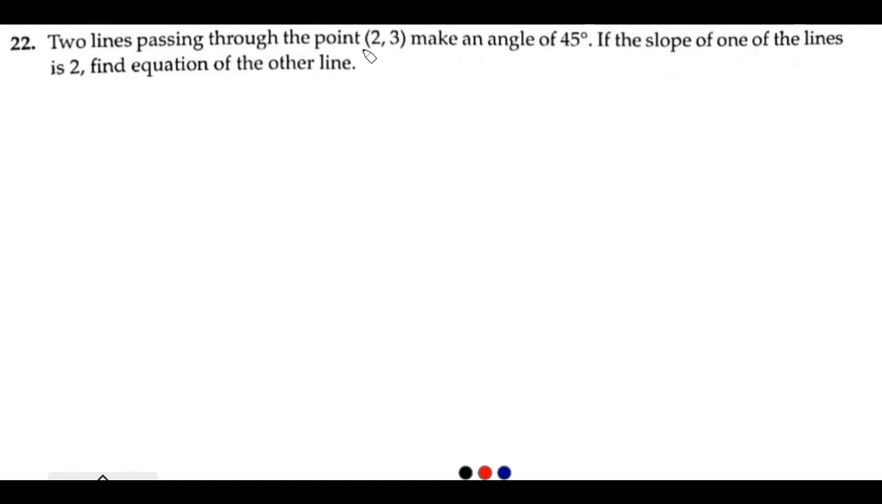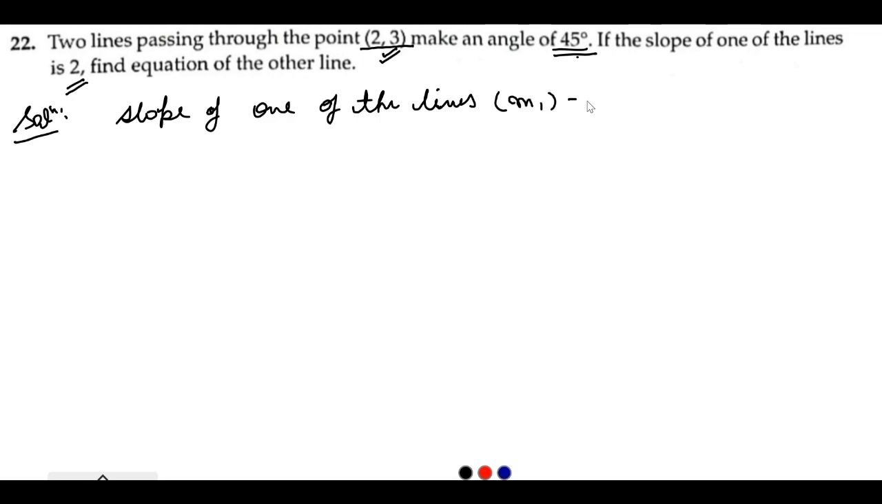Question number 22. Two lines passing through the point (2, 3) make an angle of 45 degree. Both the lines are passing through this point and the angle between the two lines is 45 degree. If the slope of one of the lines is 2, M1 is 2, find the equation of the other line. Slope of the first line is 2. Slope of the second line is equal to M.